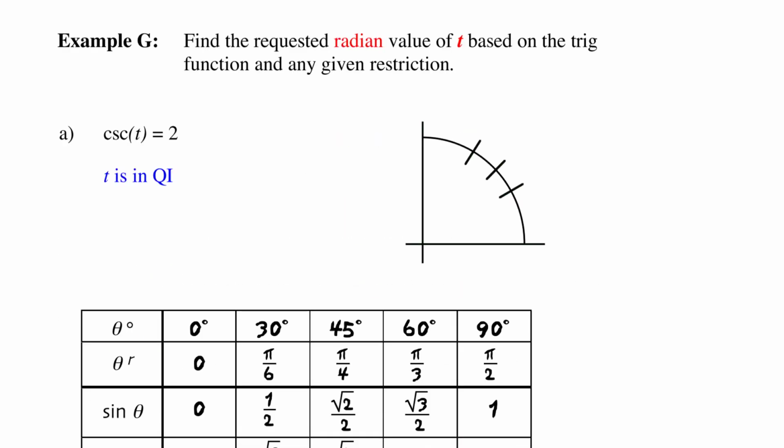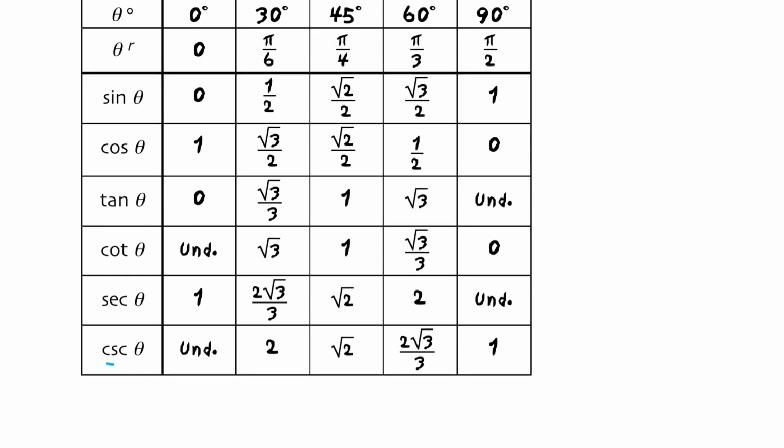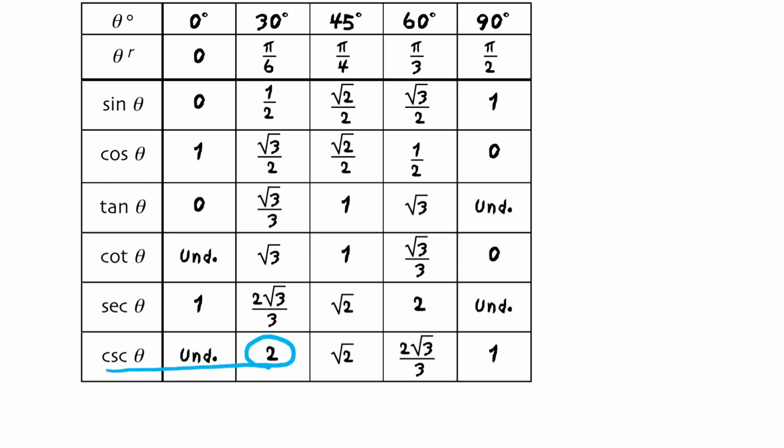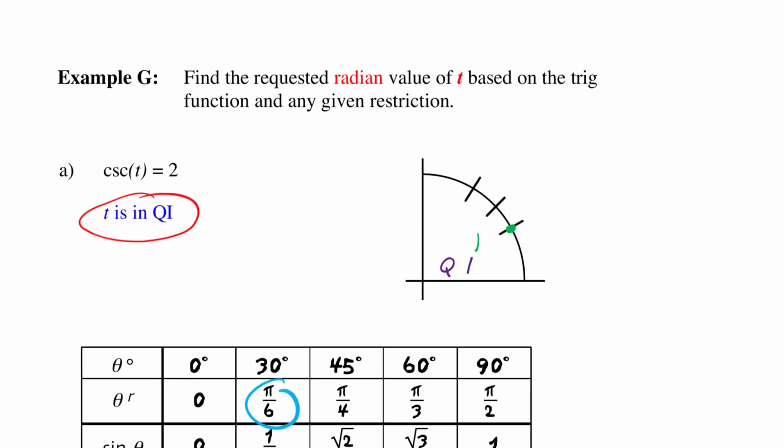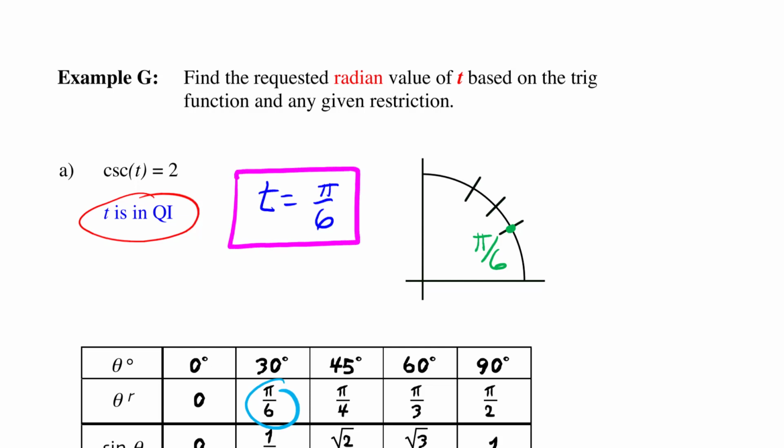All right. This time we're told to work in quadrant 1, and cosecant of t is equal to 2. On our unit circle chart here, cosecant is 2 at pi over 6. So in quadrant 1, it's going to be pi over 6. T equals pi over 6. Let's remember that because we're going to use that in our next example.